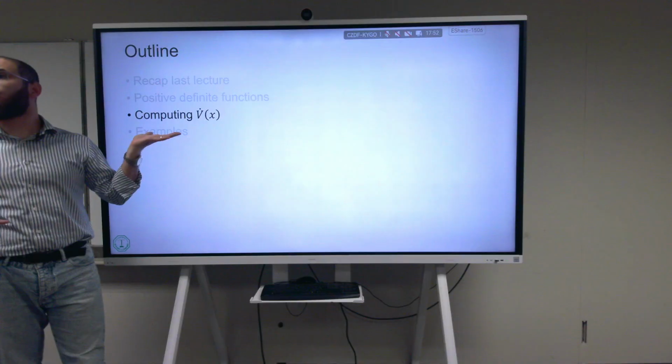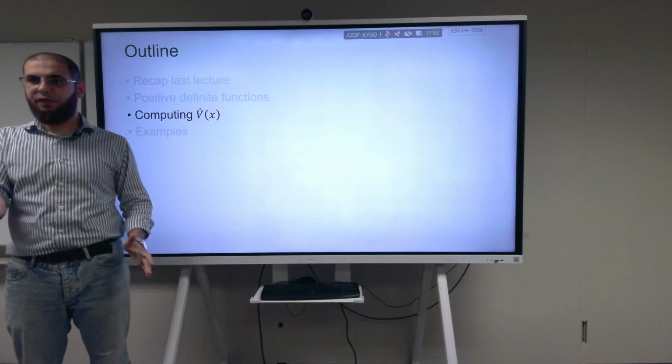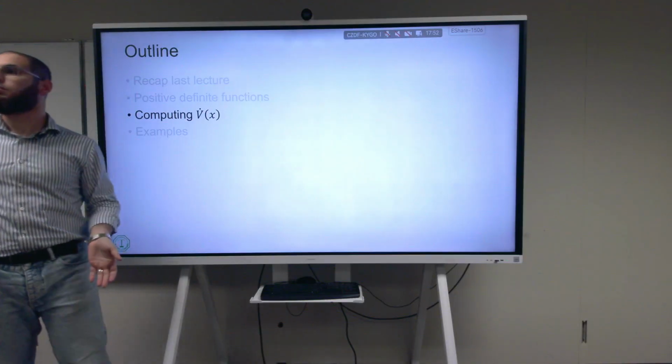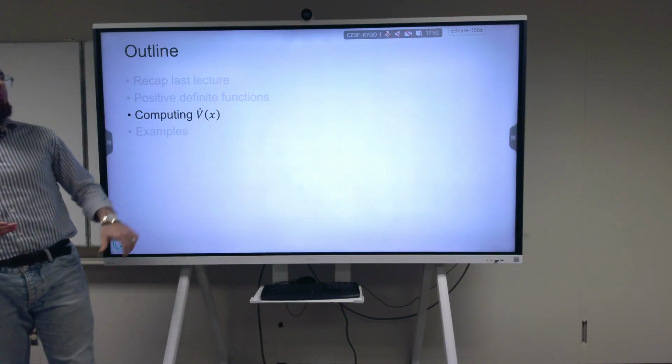Now let's go back to computing V dot. We said that the whole idea of Lyapunov is to choose a function, calculate the time derivative of that function, and check the definiteness of both. So how do we compute even V dot?